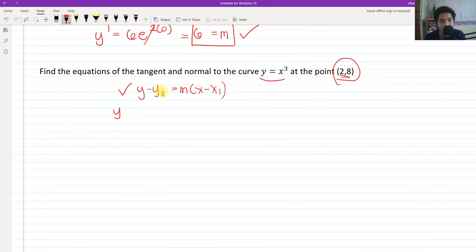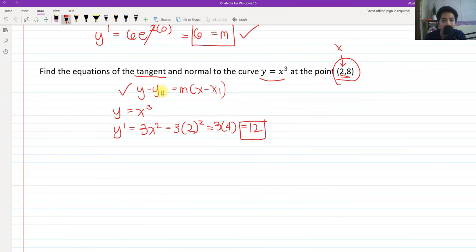So first things first, we have y equals x cubed. Differentiate that, that would be 3x squared. To get the slope of that tangent line at this point, 2, 8, we need to substitute again the value of x. So we have 3 times 2 squared equals 3 times 4, that would be 12. This is the slope. And we can now use the point slope formula for our lines to get the equation of the tangent line at that curve.